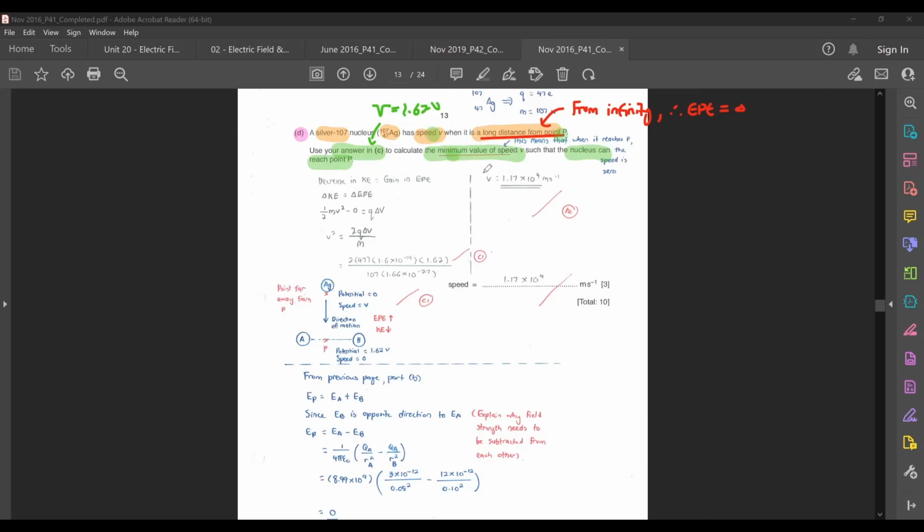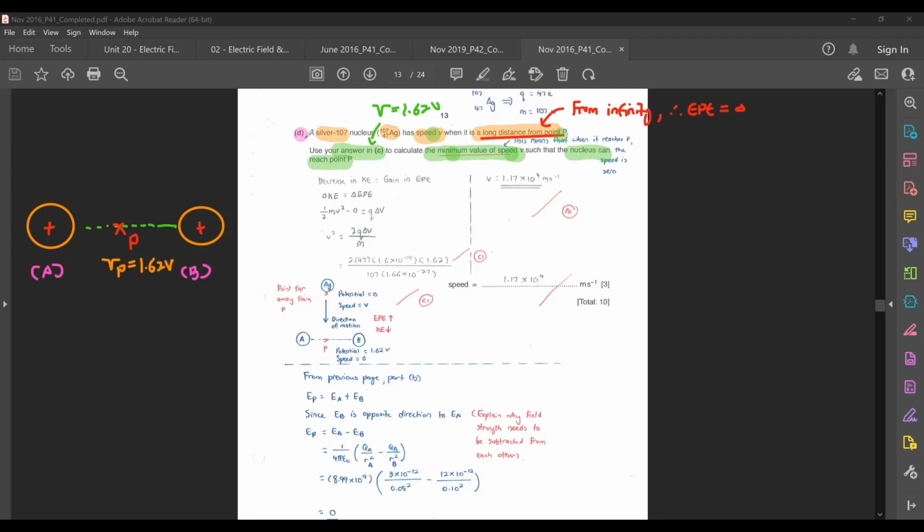What's the minimum value of speed V such that the nucleus can reach point P? Okay, now to make sense of what this question is really talking about, what is this minimum speed that they're really saying? You consider that you originally have the two spheres, A and B here. Both spheres were positively charged. Okay, and there was a certain point between the two spheres, particularly point P here. According to your question, you have a potential here of 1.62 volts.